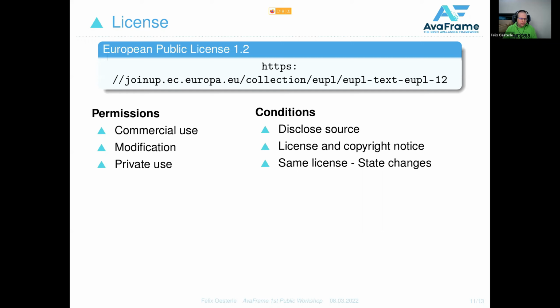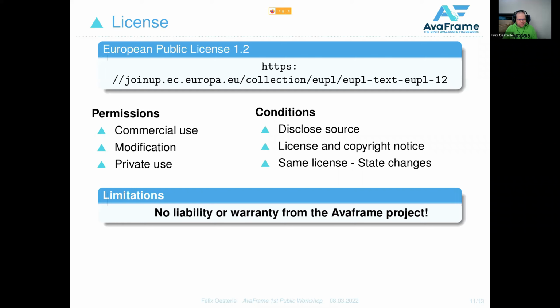The permissions you have: you can use AvaFrame for commercial use. You can use it in private use without telling anyone. You can do modifications to it, but with a few conditions and limitations. Let's go to the conditions first. If you do changes, you have to disclose the source. You have to put up a license and copyright notice. And this is important: your changes will also be under the same license. And you have to state changes.